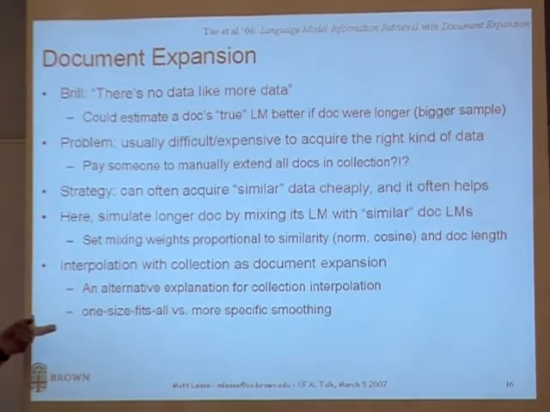And perhaps more importantly, you can see that with collection-wide interpolation, you have one-size-fits-all smoothing. Whereas here, we're more specifically choosing relevant documents to do the smoothing with. So we actually get better performance with this, and you use much less data. You use only a few documents to do this, instead of interpolating with the entire collection. So it's also much more efficient.